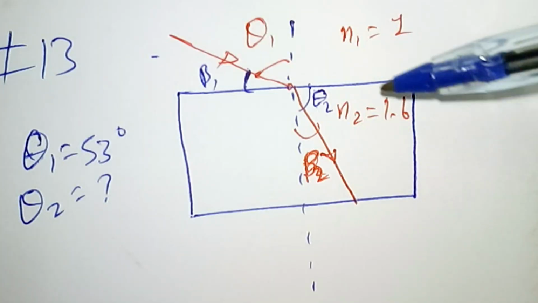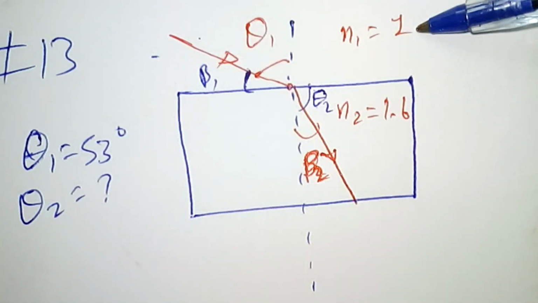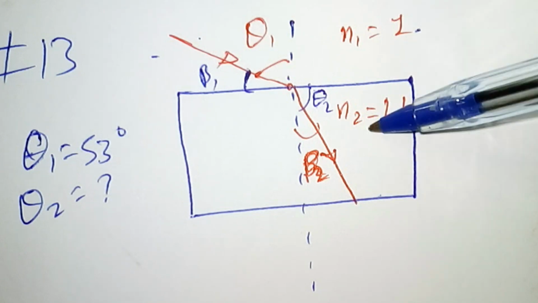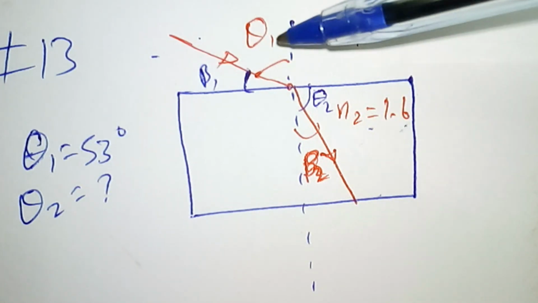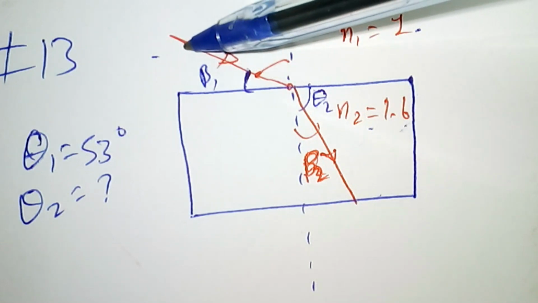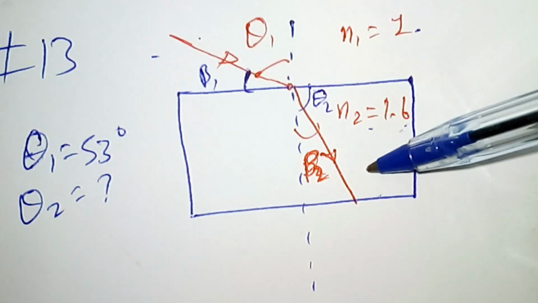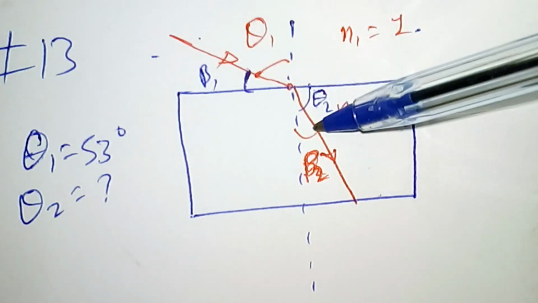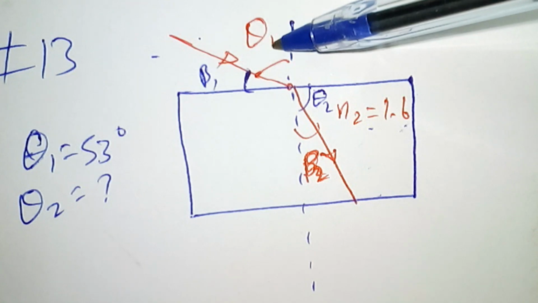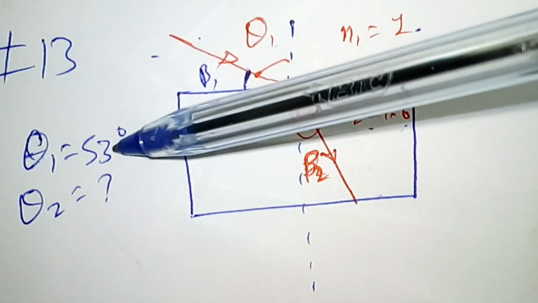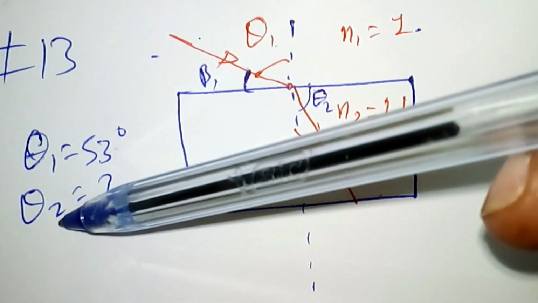So a light passes from air of refractive index 1 to glass of refractive index n2 equal to 1.6. Then it is obvious that if the light passes from the air to the glass, it always bends, or refracts, toward the normal. So if the value of the incident angle theta 1 is 53 degrees, what will be the angle theta 2?